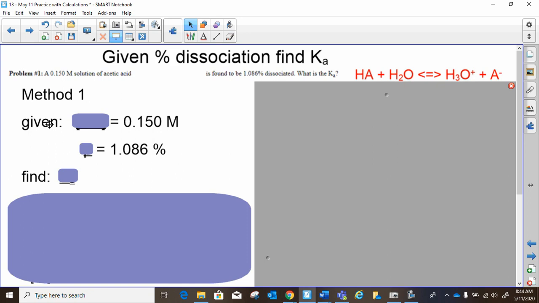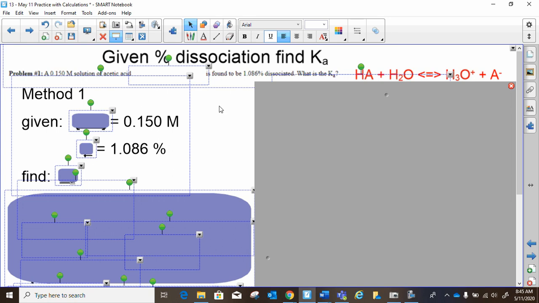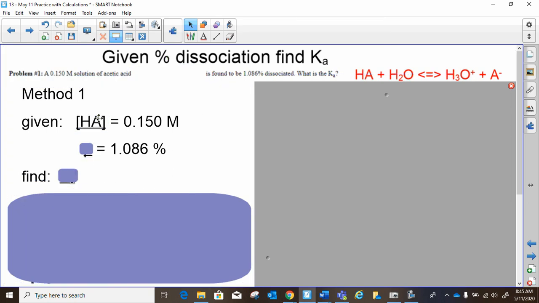I have asked you to fill in blanks for given and then your unknown. So here, 0.15 molarity solution of acetic acid. So what is that 0.150 molarity? What is that called? How do we symbolize that? And I'm hoping that you're telling me that you symbolize that with HA, or concentration of acid. That's what that is. Okay?